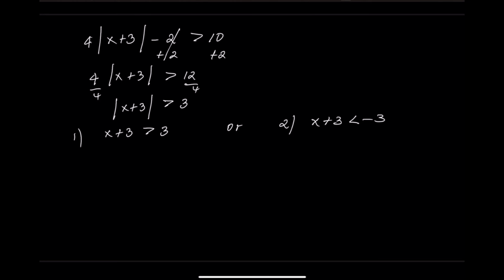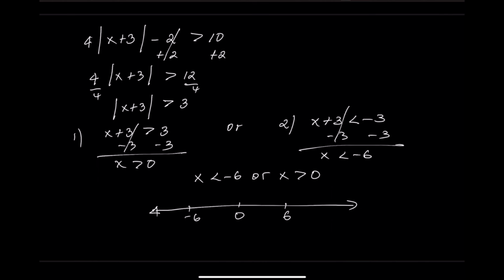Let's solve the first inequality. Subtract 3 from both sides. We get x is greater than 0. Now solve the second inequality. Subtract 3 from both sides again. We get x is less than negative 6. So the solution is x is less than negative 6 or x is greater than 0.